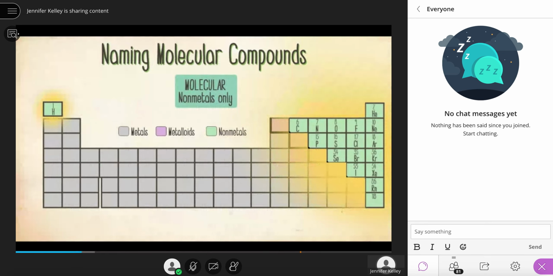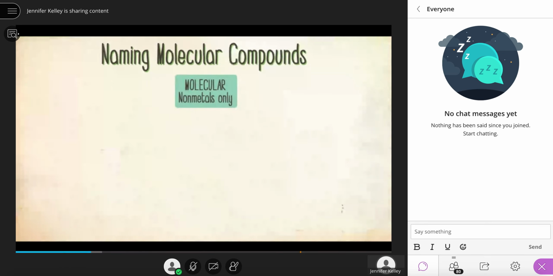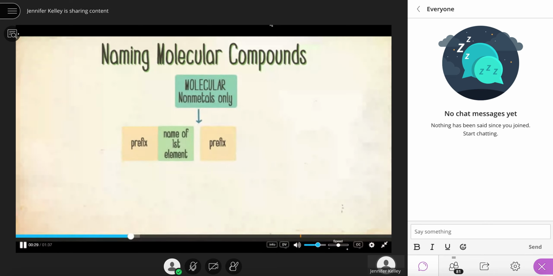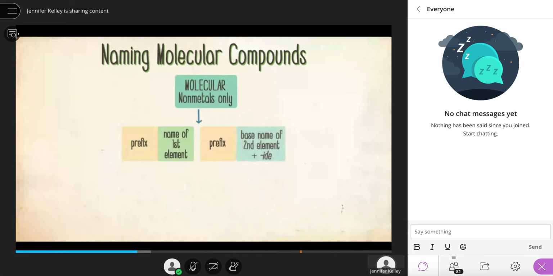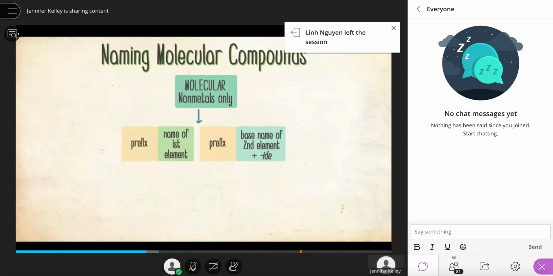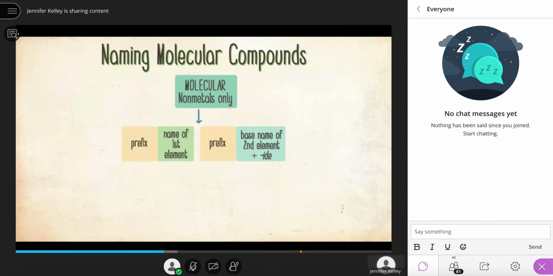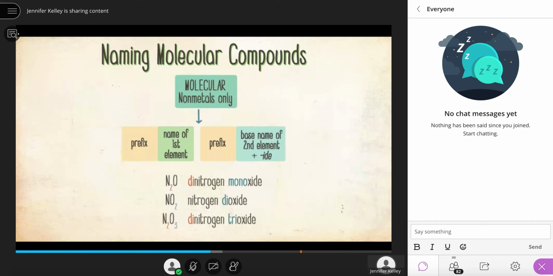Compounds are composed of nonmetals only. The names of these compounds begin with a prefix, which specifies the number of atoms of the first element, followed by the name of the first element, and then another prefix, which specifies the number of atoms of the second element, followed by the base name of the second element, and completed with the ending "-ide". You typically drop the prefix mono when it's on the first element. For example, N2O is dinitrogen monoxide, NO2 is nitrogen dioxide, and N2O3 is dinitrogen trioxide.